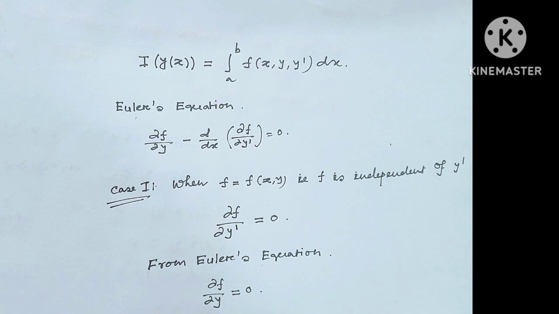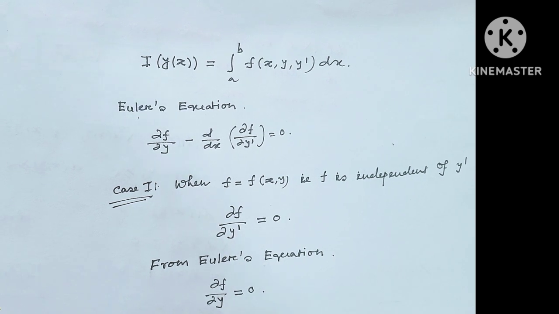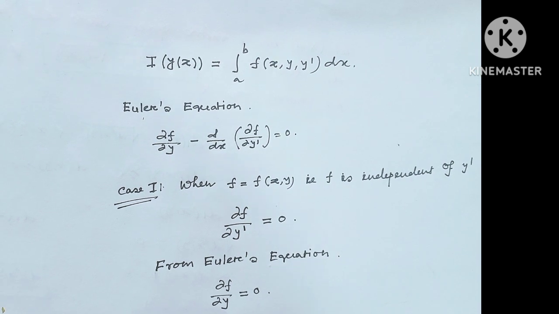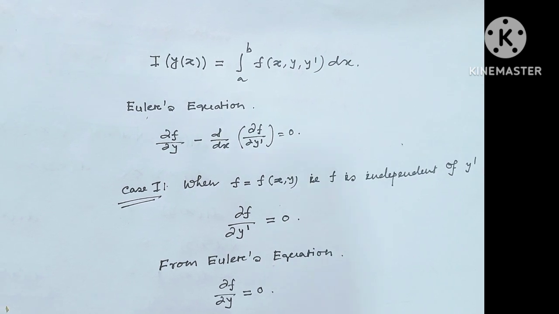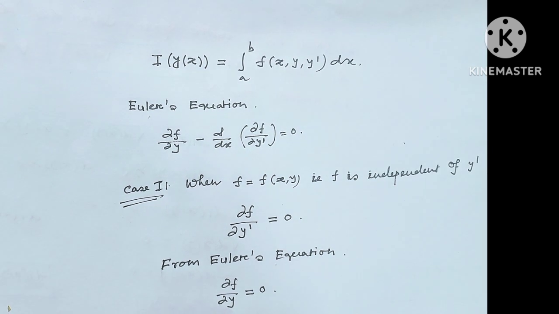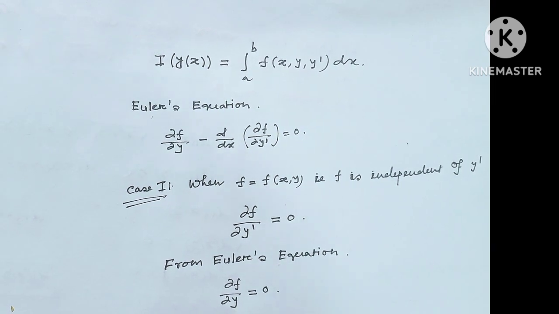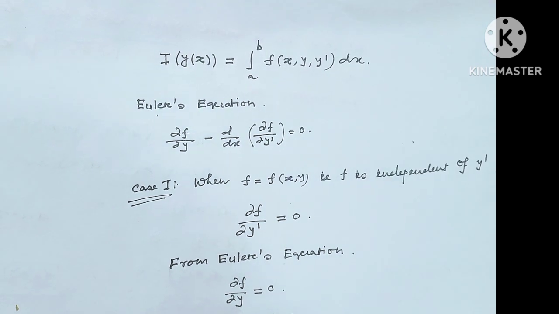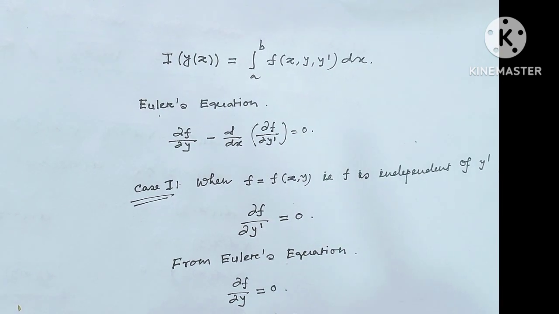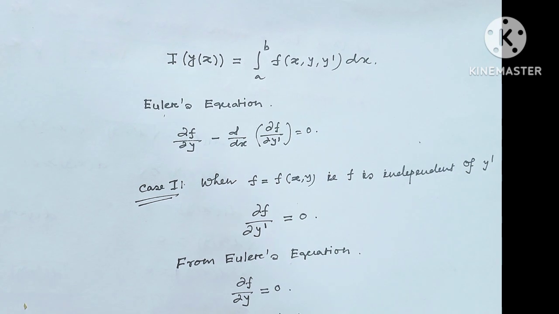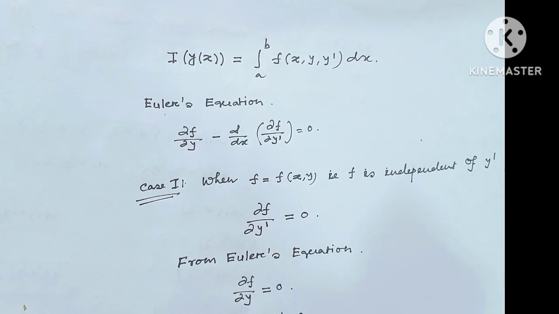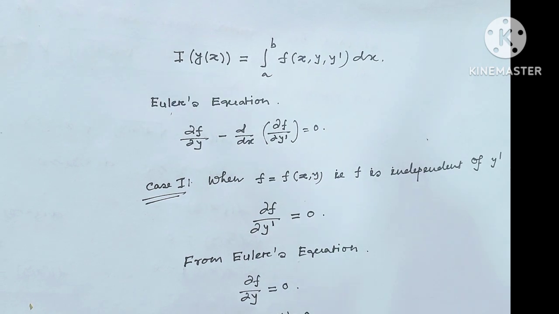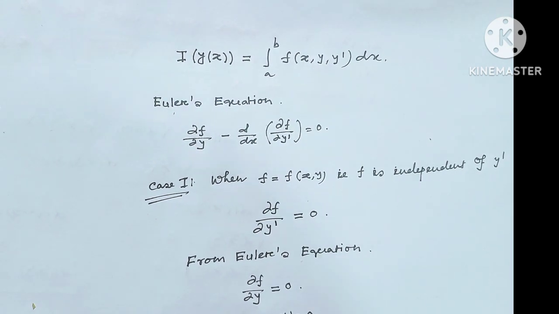Today I will talk about calculus of variations. In my previous video I covered what calculus of variations is, and also the Euler equation to find the extremal. Today's goal is to see some examples on this Euler equation. Also I will see some extra cases and some examples on these cases.